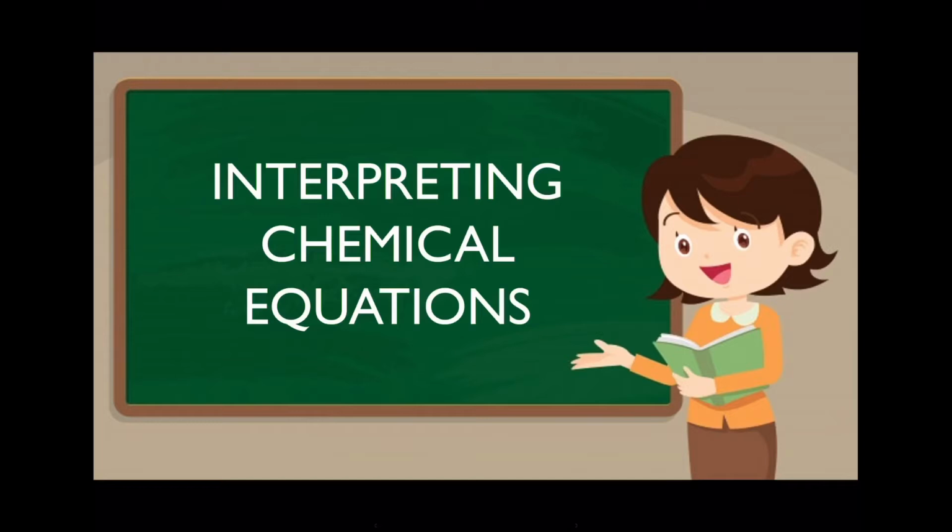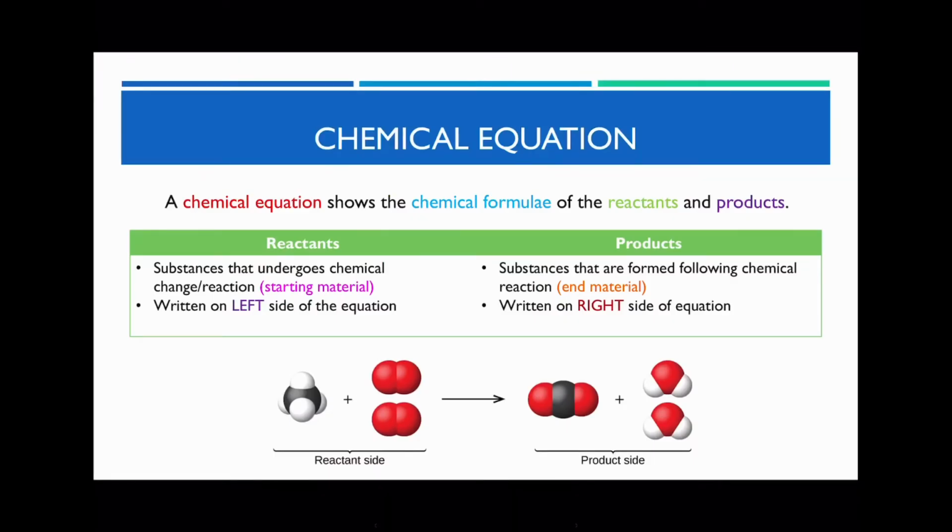What we're going to be looking at now is interpreting chemical equations. So firstly, we said a chemical equation shows the chemical formulas of reactants and products. On this particular slide, I've shown you the definitions of a reactant and product. As I said, reactants are the starting materials that undergo a chemical change, and they are always displayed on the left-hand side of a chemical equation. So all of these substances over here are my reactants, whereas anything written on the right-hand side of the chemical equation is referred to as the products, and these are the substances that are formed at the end of the chemical reaction.